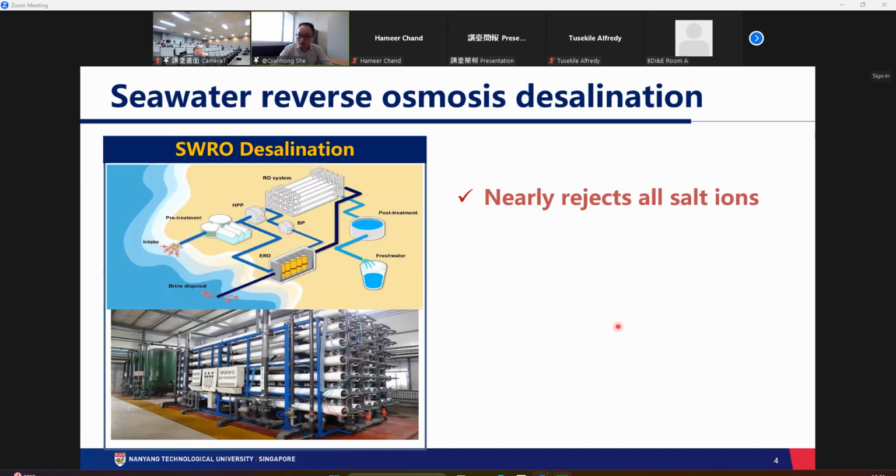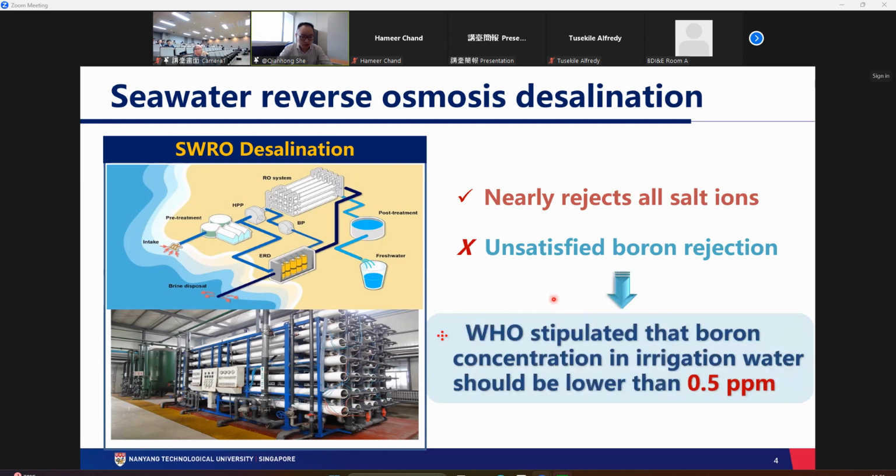So here I will specifically introduce seawater desalination, because this is one of the most important areas for using membranes. We know that seawater reverse osmosis membranes can reject nearly all the salts in the seawater. However, the membranes cannot sufficiently reject boron. Boron is actually an important element in seawater, and the WHO stipulated that the boron concentration in irrigation water should be lower than 0.5 ppm. And in most seawater desalination plants, they have a regulation.